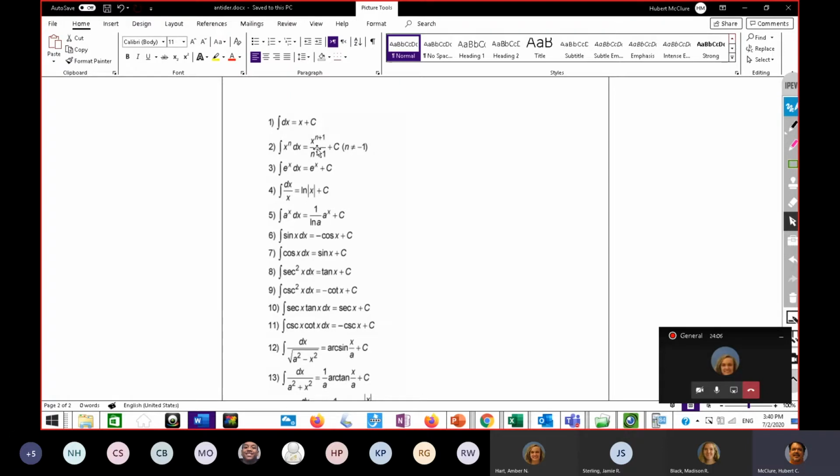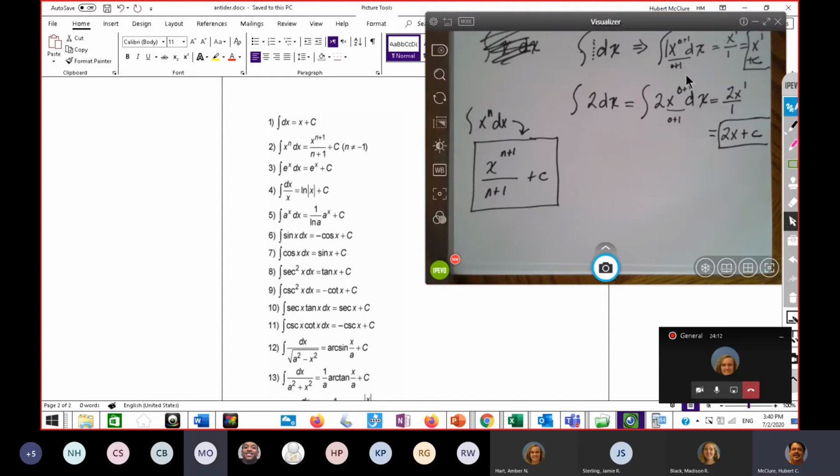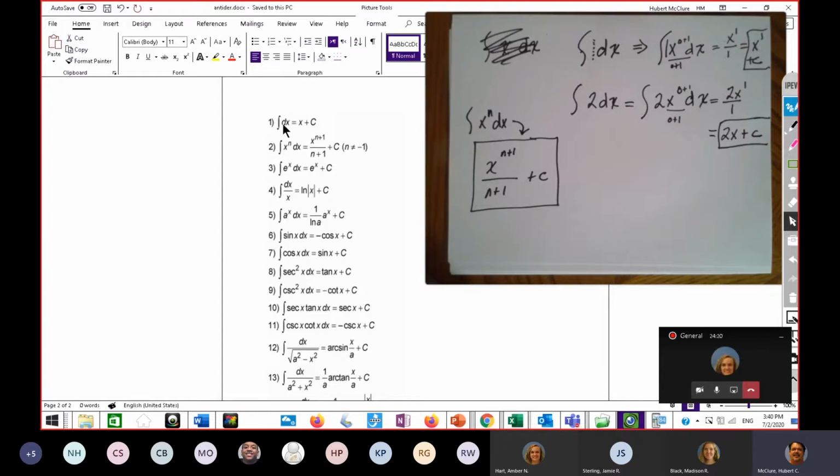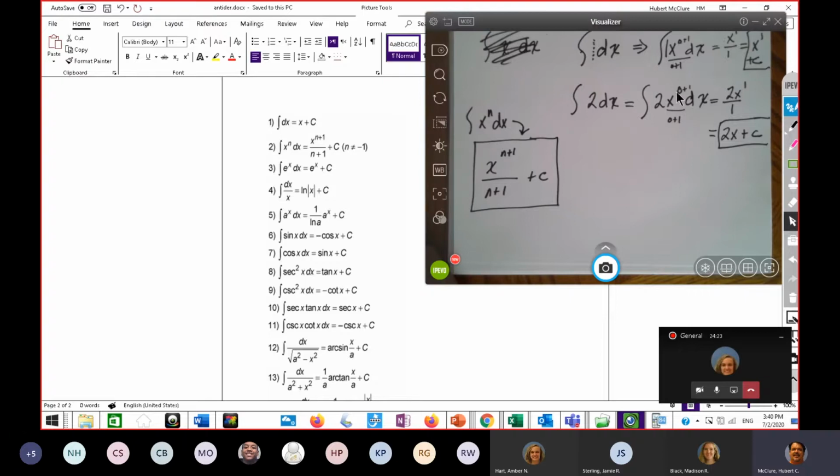So the first rule is right there. I'm sorry, I didn't show you. There we go. Okay, so the first rule is called the constant rule, basically. If you're given dx, then that means that you've got x to the 0, because that's what that is, and then you add, so your answer is going to come out to be x. So if this was a 3 dx, your answer would be 3x. If it was a 4 dx, it would be 4x.